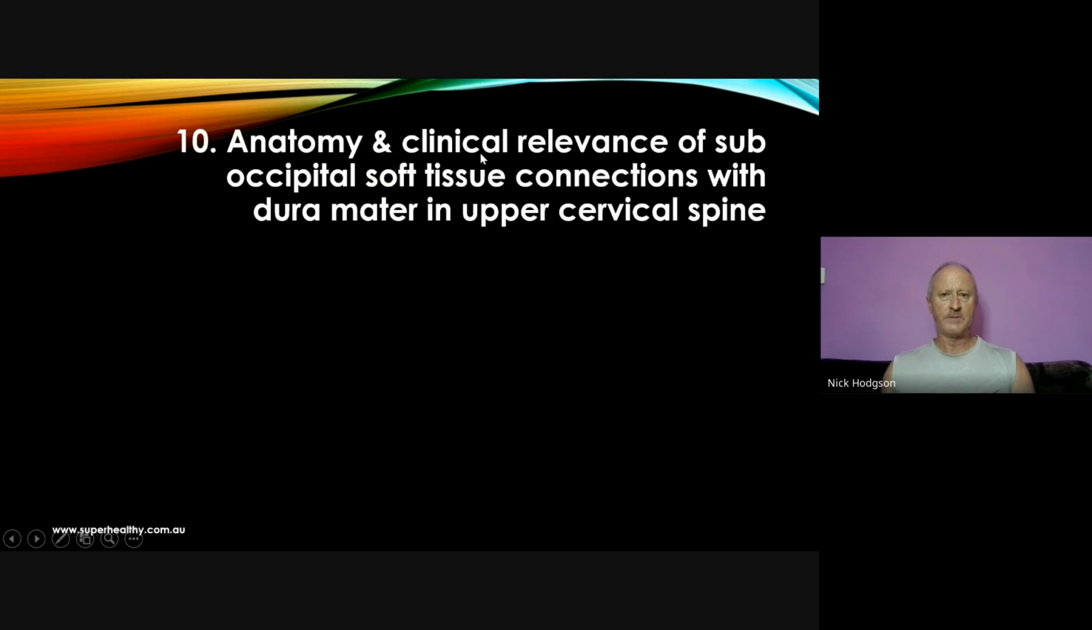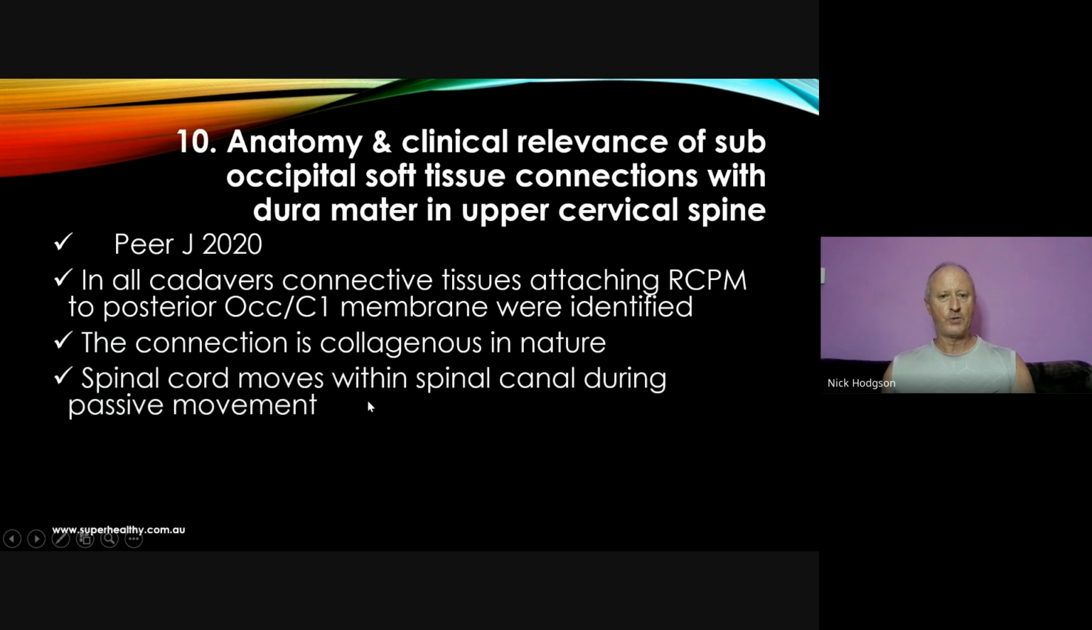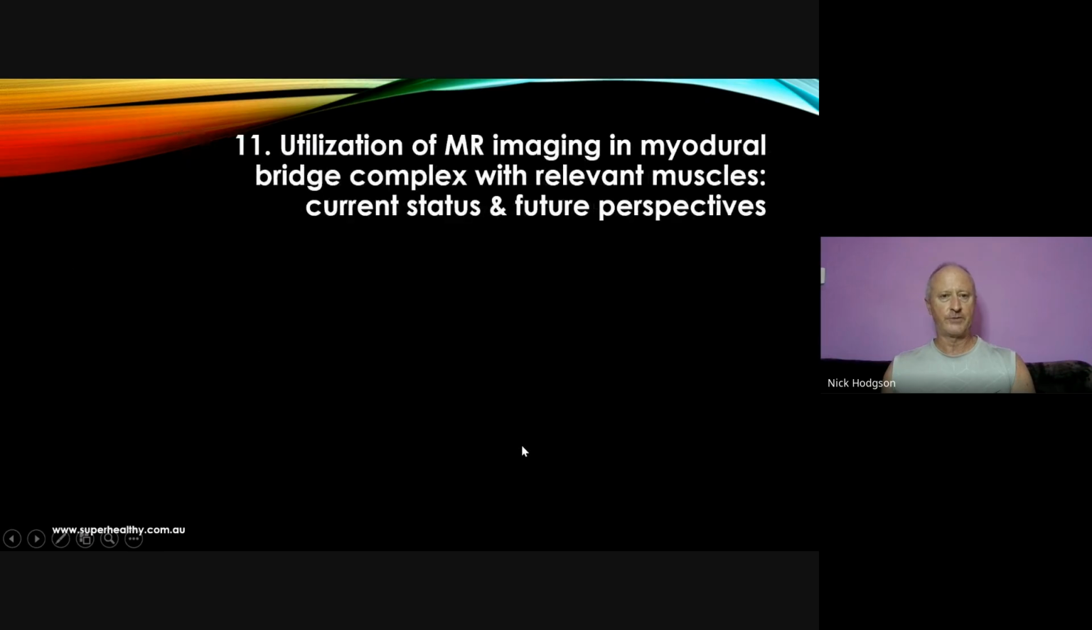Paper number 10, anatomy and clinical relevance of suboccipital soft tissue connections with the dura mater in the upper cervical spine. So the PeerJ journal 2020. In all cadavers, connective tissues attaching rectus capitus posterior minor to the posterior occiput C1 membrane were identified. The connection is collagenous in nature, and the spinal cord moves within the spinal canal during passive movements. Possible tensioning of nerve and ligamentous connections from these relationships.